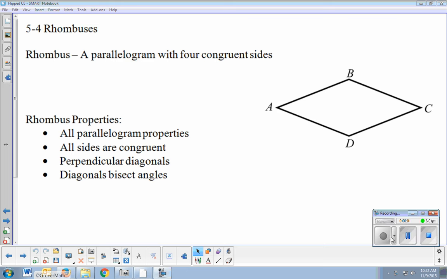Geometry, Unit 5, Section 4, the rhombuses, or rhombi. There's two different plurals for rhombus. Rhombuses or rhombi, they're both accepted.